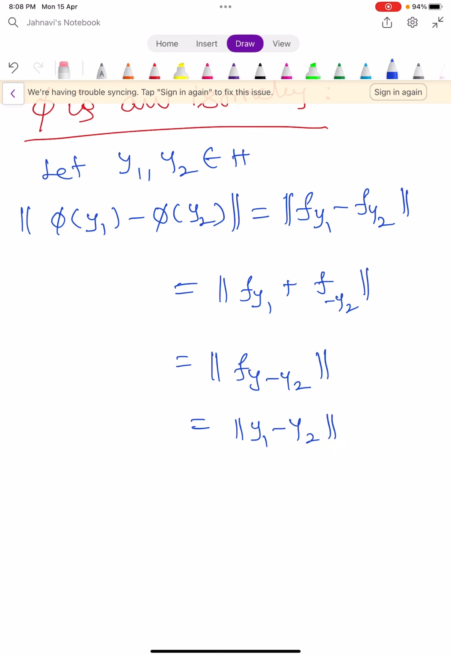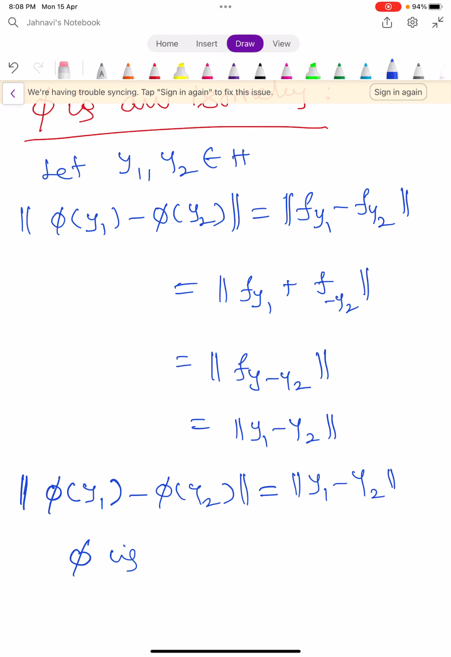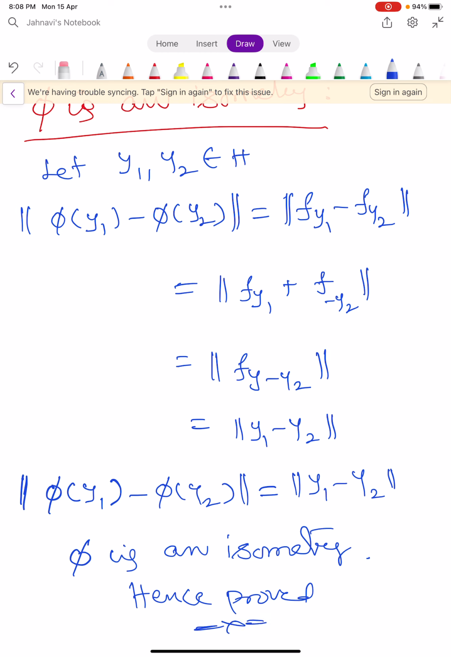Therefore, we show that norm pi of y1 minus pi of y2 is equal to norm y1 minus y2. This condition shows us pi is an isometry. This completes the proof, hence proved. We prove every condition. Pi is one-one, pi is onto, pi is additive, pi is not linear, and pi is an isometry.